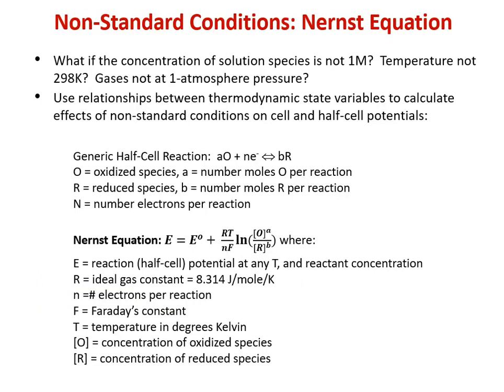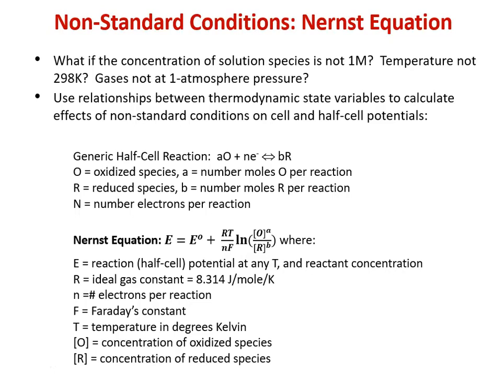Okay, non-standard conditions. We mentioned that most things in practice don't occur in 1 molar concentrations, and life isn't always at standard temperature and pressure. So how do we define a cell potential or a half cell potential when things aren't at standard state? We use a thermodynamic relationship between species concentration and temperature called the Nernst equation, and it is specific to what we can define as a generic half cell.